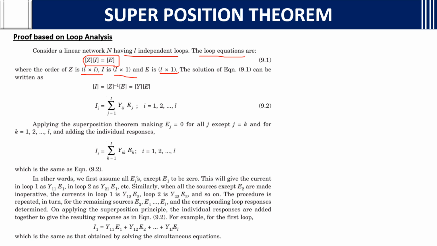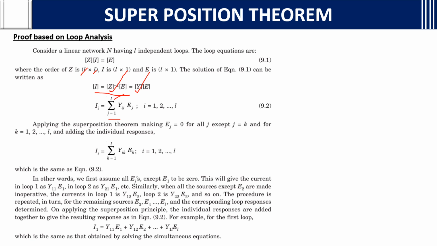The solution can be written as I is equal to Z inverse E. If Z is sent to this side, you will get Z inverse into E. Z inverse is what? Y. So I is equal to Y into E. Then you can write it this way: I is equal to summation j equals 1 to L, because there are L rows and L columns, of Y_ij E_j.